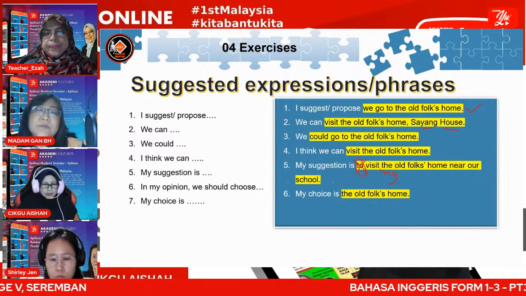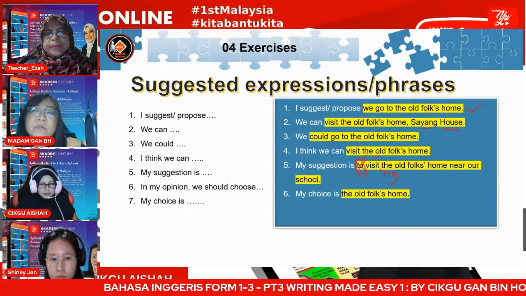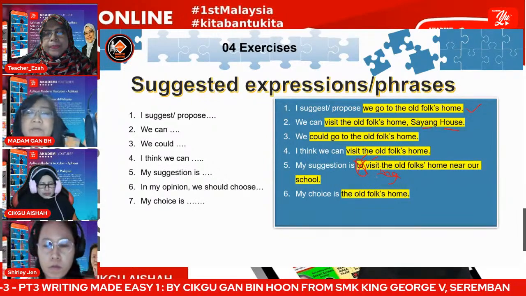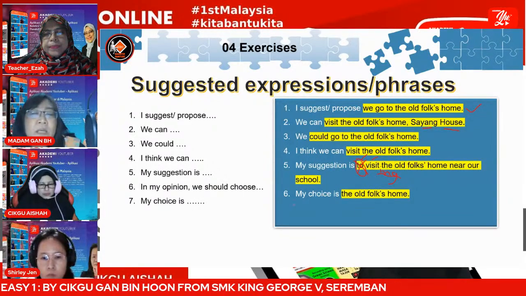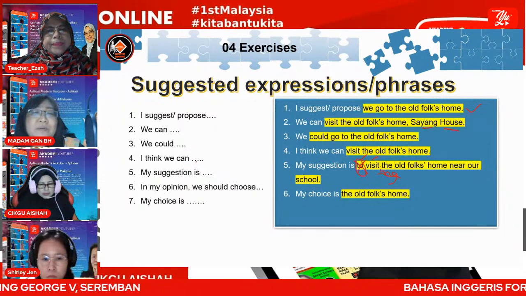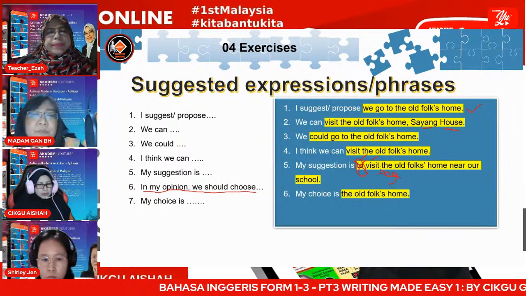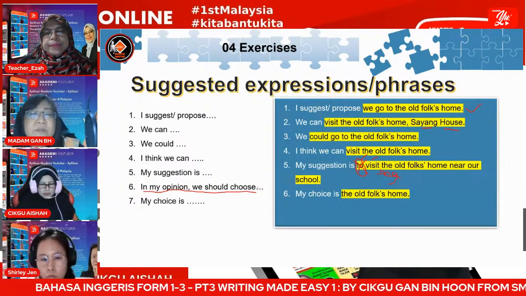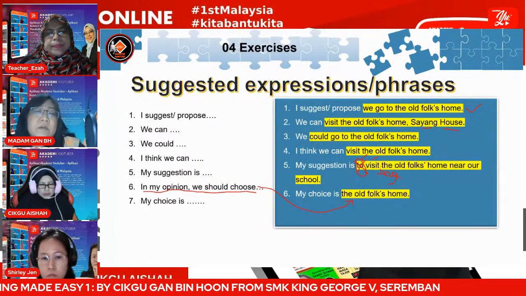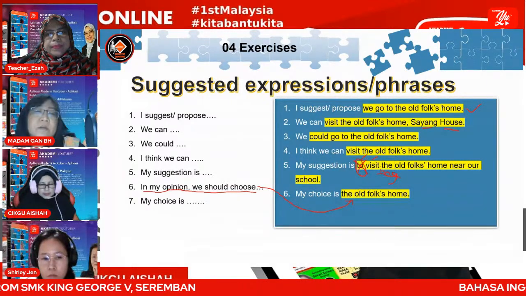So remember these two structures. Be careful with "to." With "to" must have "to visit." No "to," you must write "ing." These two rules you must remember because here you will have your grammar errors. And the last one, my choice. Something is missing. Where's number 6? We can, we could, I think we can, my suggestion. I forgot this one, my opinion. "In my opinion, we should choose." So this is simple also. "We could choose the old folks home." "My opinion is we should choose the old folks home." And the last, number 7, "My choice is the old folks home."